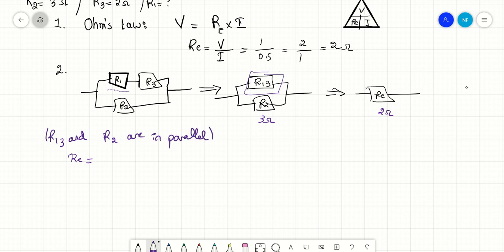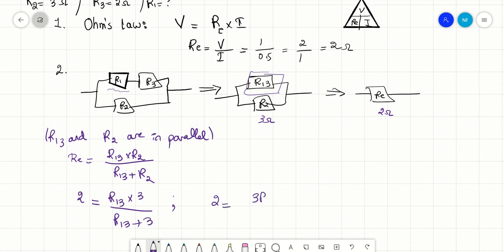Thus R equivalence will be equal to their product over their sum. It is R13 times R2 over R13 plus R2. So R equivalence, which I already know, is equal to 2 ohm. R13 I don't know its value, R2 is equal to 3 ohm, over R13 plus 3. Now this is the same as 2 equals 3 R13 over R13 plus 3.